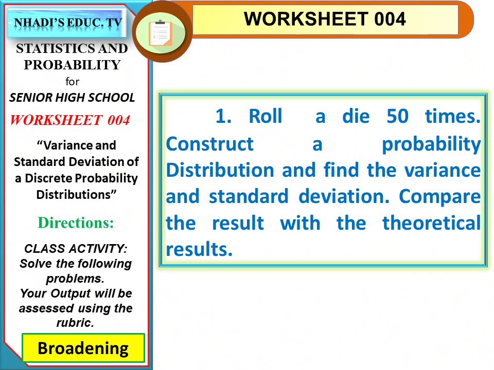Moving on, under broadening, directions, this is a class activity. Solve the following problems. Your output will be assessed using the rubrics following this slide. Number 1, roll a die 50 times. Construct a probability distribution and find the variance and standard deviation. Compare the result with the theoretical results.